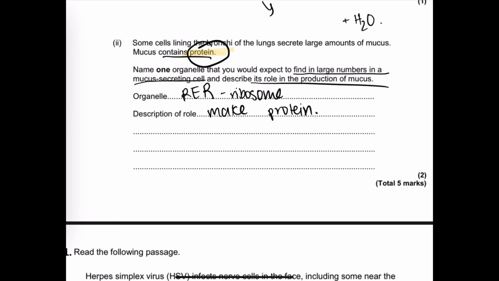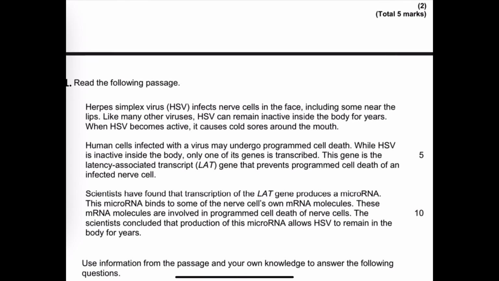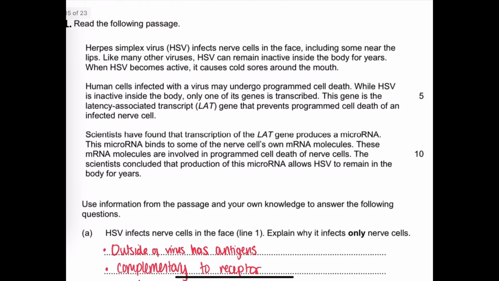You could also say a Golgi apparatus because that is able to package and process protein. Mitochondria, this is to release a lot of energy and make ATP so that this can occur. And also vesicles, this is so that it can actually transport.